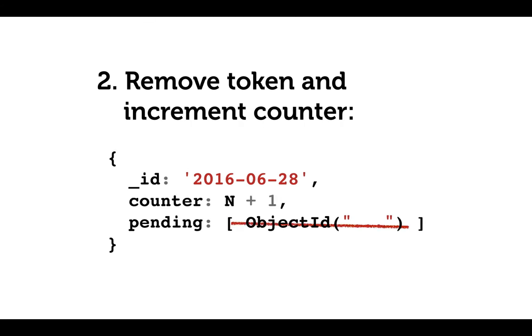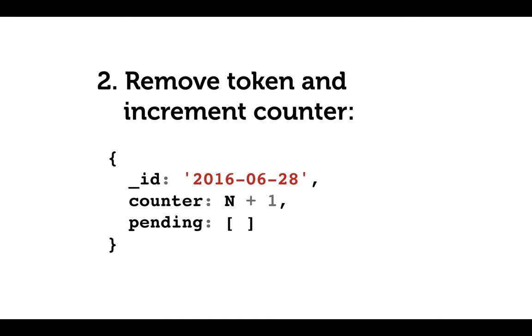It's a characteristic of MongoDB's update operations that they're atomic. If you're doing a single update one on a single document, that update operation either completely succeeds or has no effect at all. So if the token is removed from the pending array, then and only then is the counter incremented by 1. And the final state of the document will be this, where the pending array is empty again and the counter has been incremented by exactly 1.